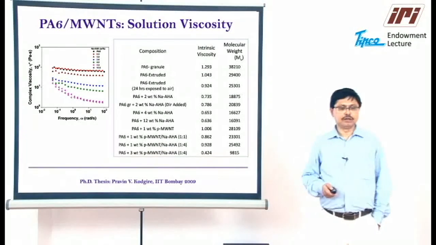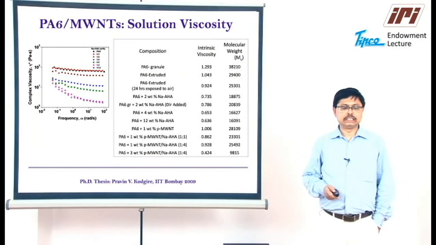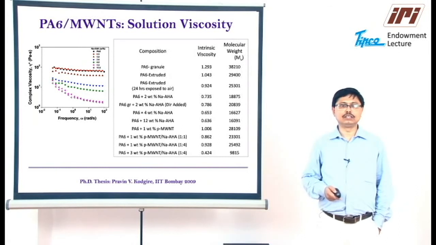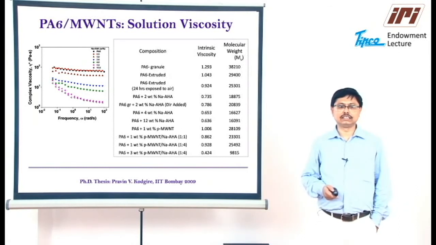The degradation of the molecular weight of polyamide 6 was also observed through solution viscosity measurements, and the corresponding molecular weight suggests that what has been observed in the melt rheological characterization is correlated with the solution viscosity measurements as well. It suggests that NaHA also aids in either plasticization or molecular chain degradation of the polyamide 6.